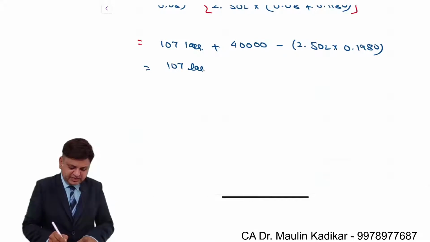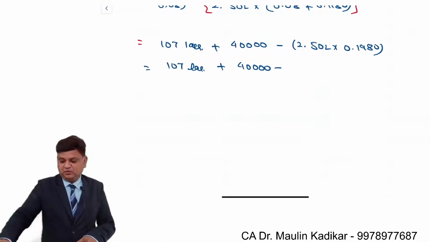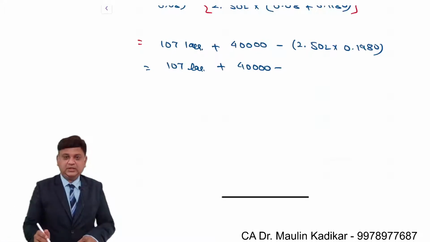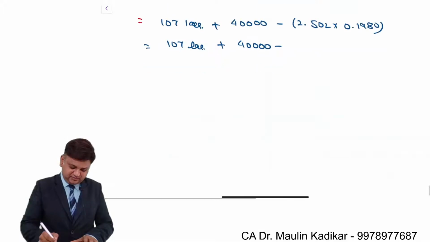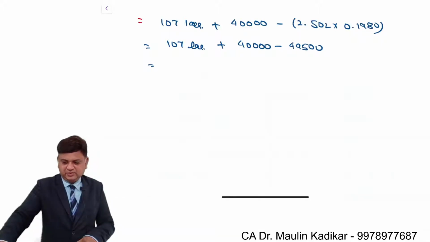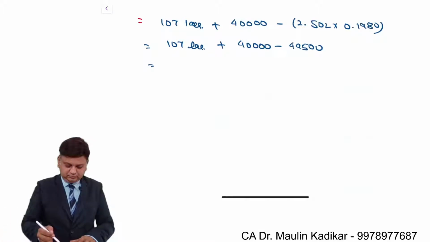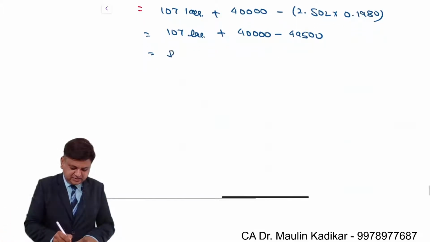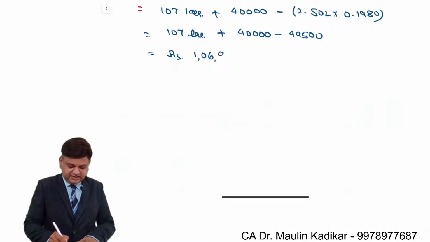So 107 lakhs plus 40,000 minus 2,50,000 into 0.198. That comes to 49,500. So 107 lakhs plus 40,000 plus 49,500. That comes to rupees 1 crore 6 lakhs 90,500.